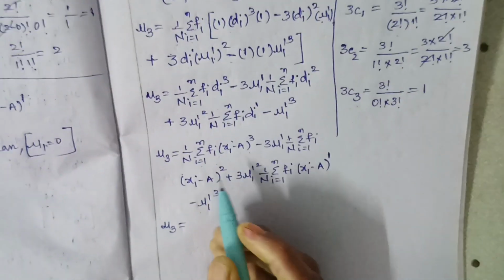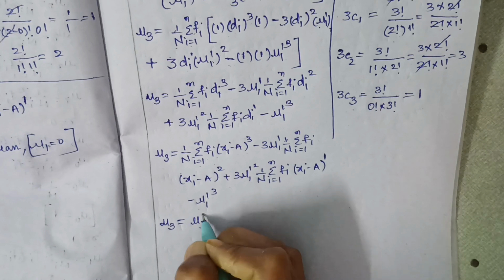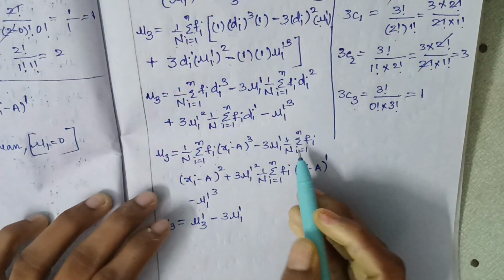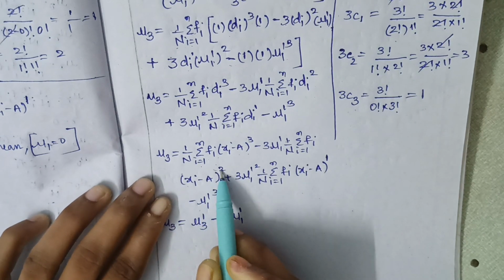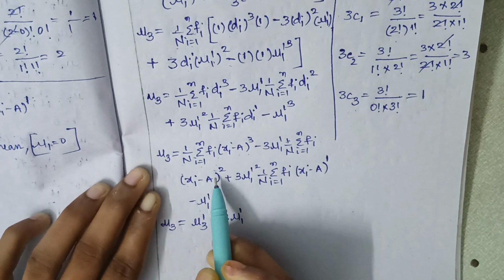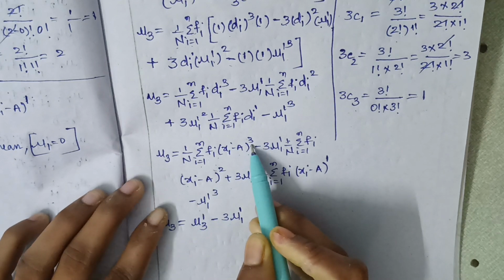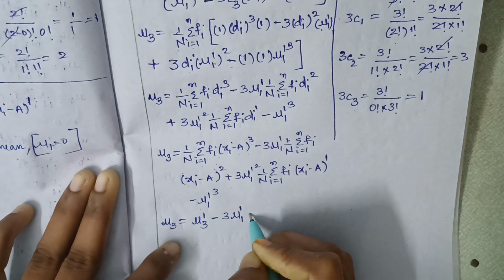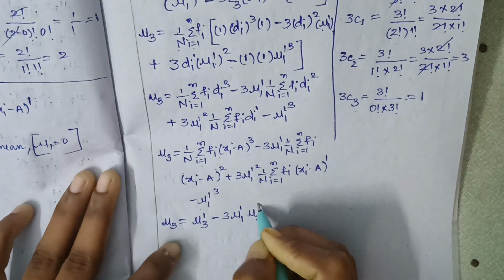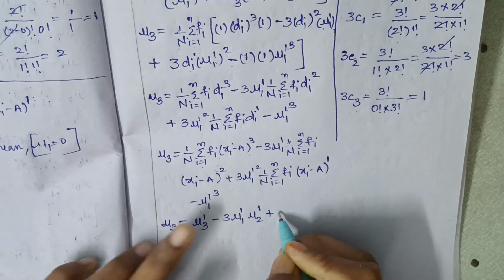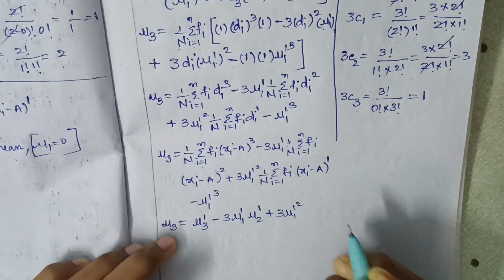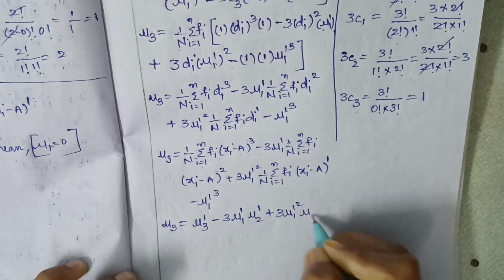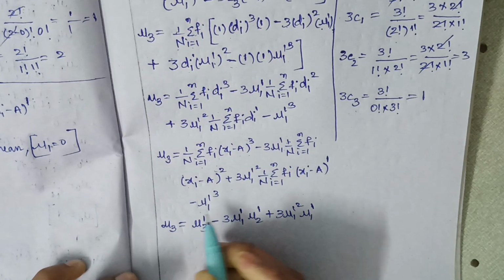Therefore μ3' − 3μ1'... and here (xi − a) whole to the power of square. Now, we have seen the same formula, but here r is 3 and r is 2. So it becomes μ2' + 3μ1'². Here the power is only 1, remaining is same. So we get μ1' and minus μ1' cube.